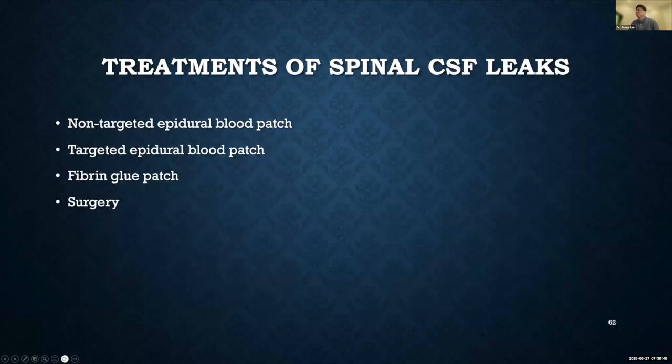So what about treatment here? A patient with symptoms can get a non-targeted epidural blood patch and then see how it goes. If you know exactly where the leak is, or after multiple failures, you can get a targeted epidural blood patch. In our center, we also use fibrin glue patch. This is basically using fibrinogen combined with thrombin. And in some cases, especially fistula, surgery may be an option.